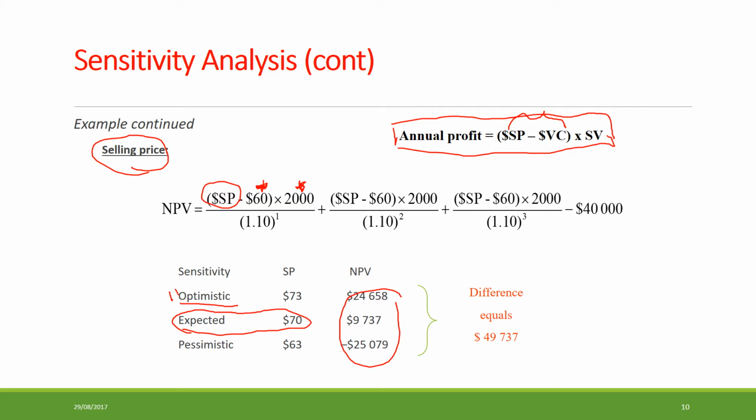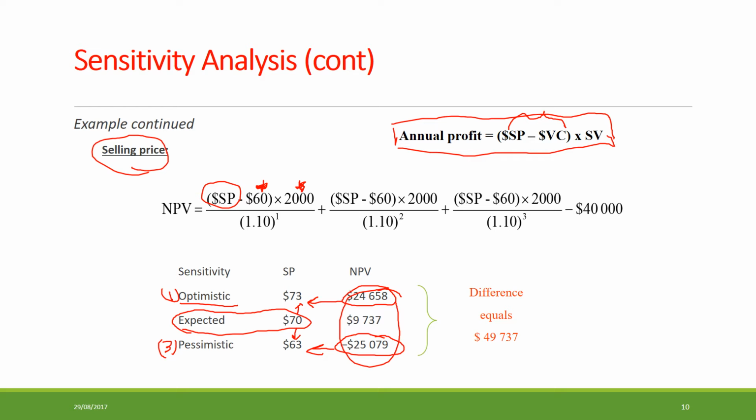We also have here an estimate for the optimistic case where our sale price increases to $73, and the pessimistic estimate for when our sale price decreases to $63. So assuming that our calculations are correct and that our sale price can only range from 63 to 73, then this is the minimum NPV at this level of sale price, and this is the maximum NPV that we achieve at this level of sale price, right?